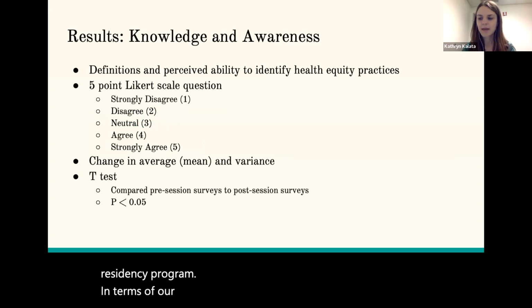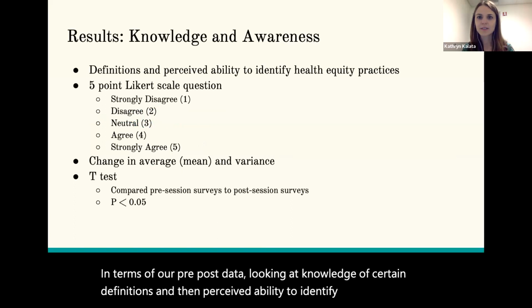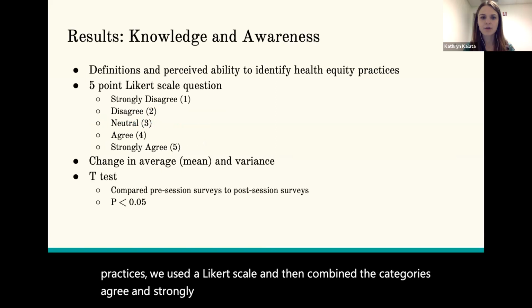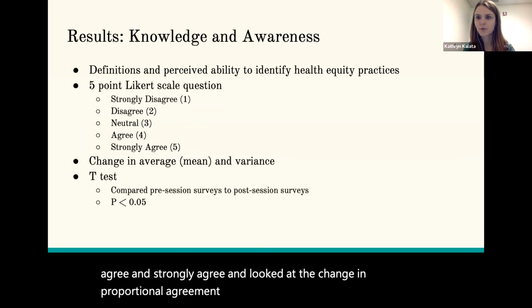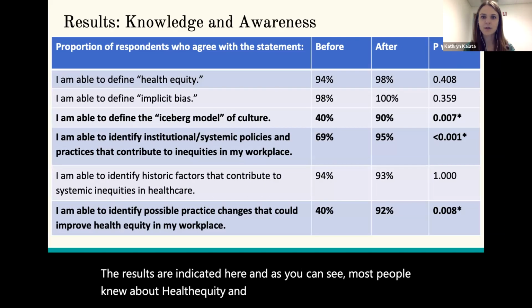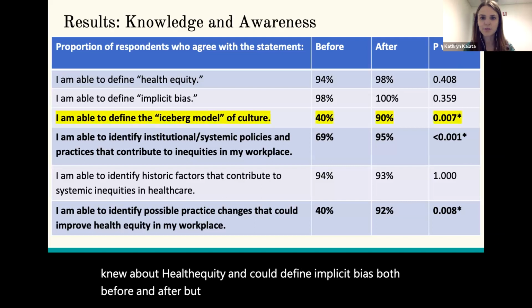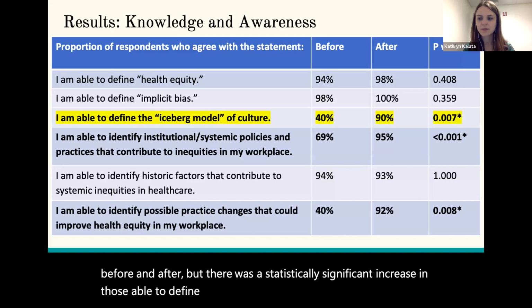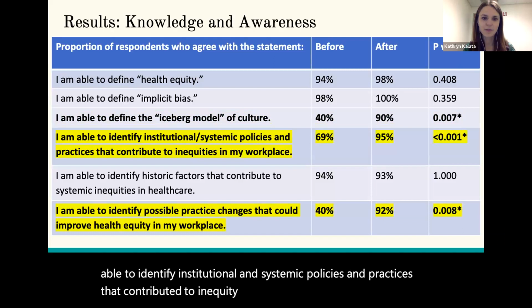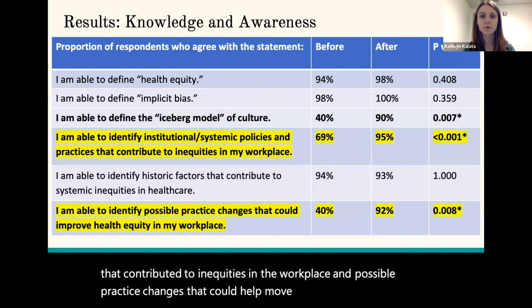In terms of our pre-post data, looking at knowledge of certain definitions and then perceived ability to identify health equity practices, we used a Likert scale and then combined the categories agree and strongly agree and looked at the change in proportional agreement before versus after health equity rounds. The results are indicated here. And as you can see, most people knew about health equity and could define implicit bias both before and after, but there was a statistically significant increase in those able to define the iceberg model of culture, as well as those able to identify institutional and systemic policies and practices that contributed to inequities in the workplace and possible practice changes that could help move towards health justice.